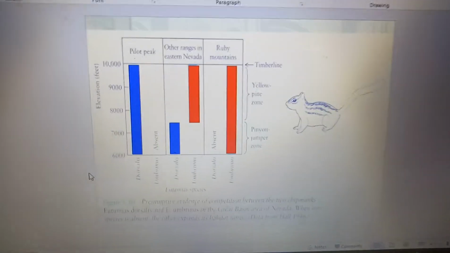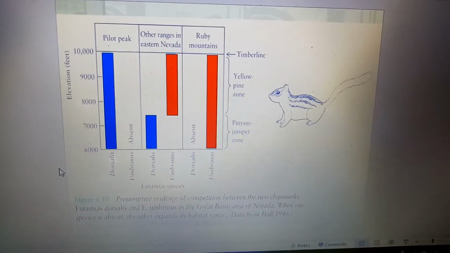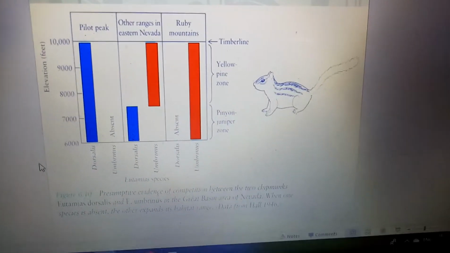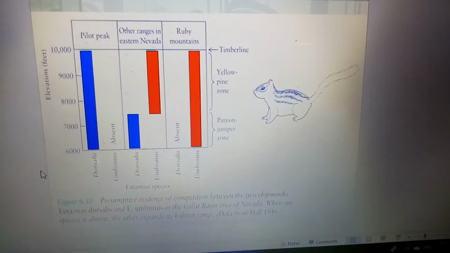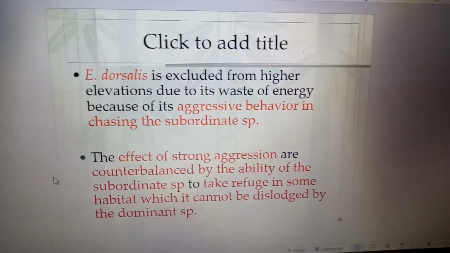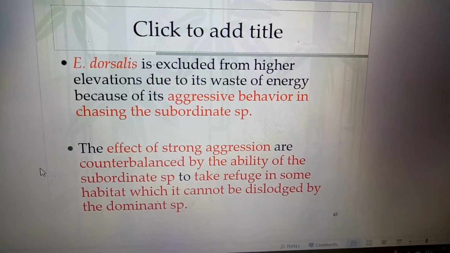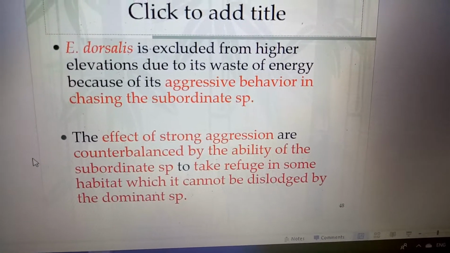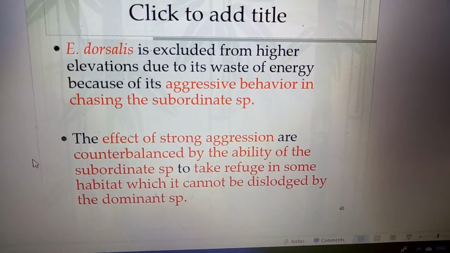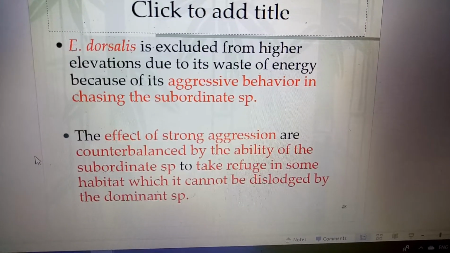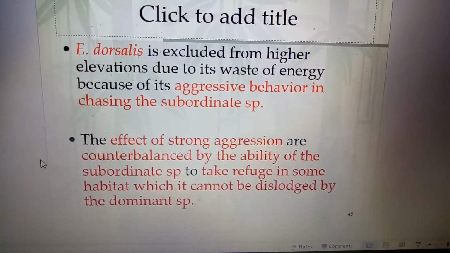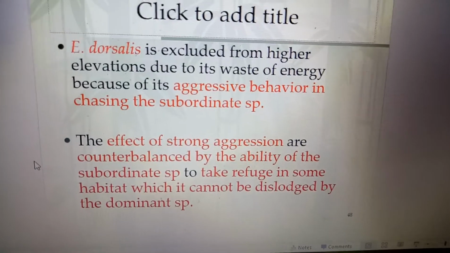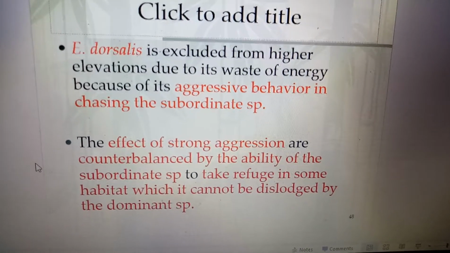So this is a graph about what you have heard before about these two types of chipmunk. I think you can read it by yourself. E. dorsalis is excluded from higher elevation due to the waste of energy because of its aggressive behavior in chasing the subordinate species. The effect of strong aggression is counterbalanced by the ability of the subordinate species to take refuge in habitat from which it is not dislodged by the dominant species.